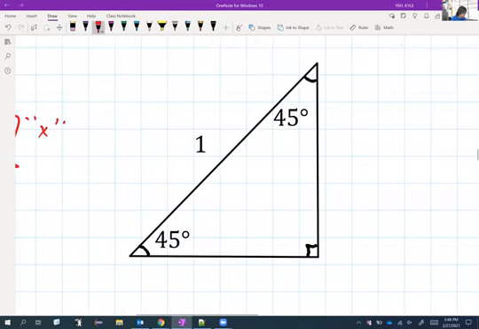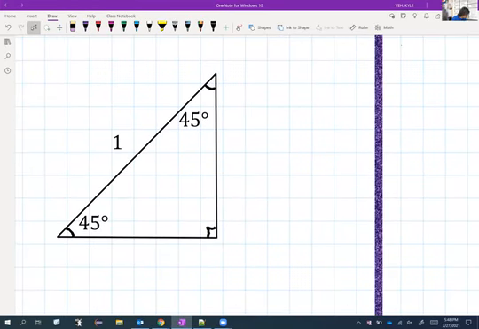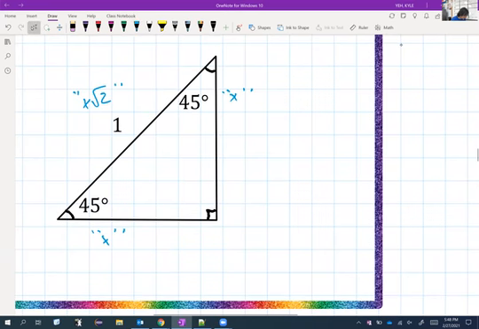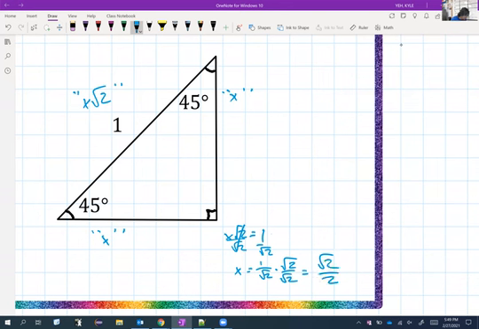Similarly, right here, this 45, 45, 90, we've got our x root 2 side is 1. So to find our x side, x sides, I should say, because there are two of them. 1 equals x root 2, so I'll say x root 2 equals 1. Divide by root 2 on both sides. X equals 1 over root 2. Get the radical out of the bottom. And x equals root 2 over 2.